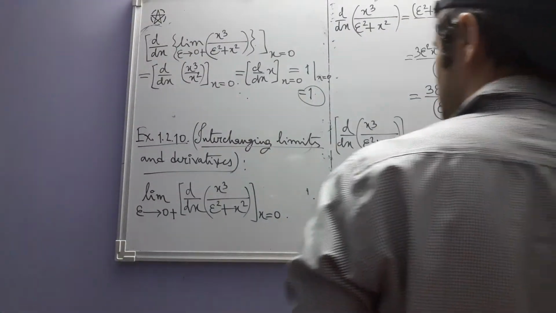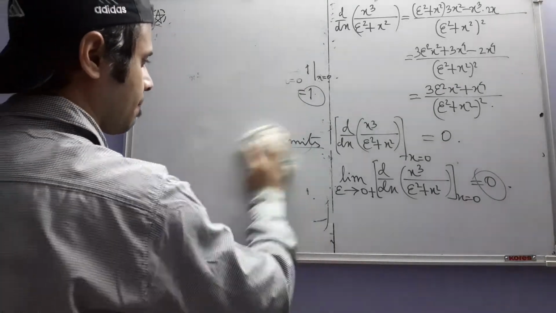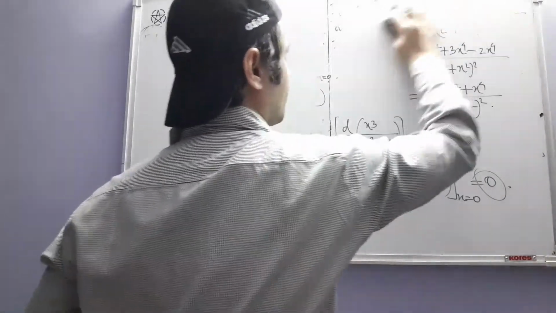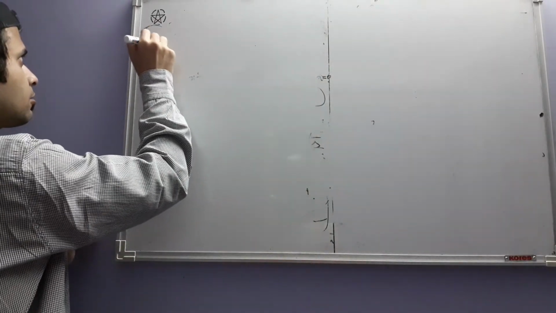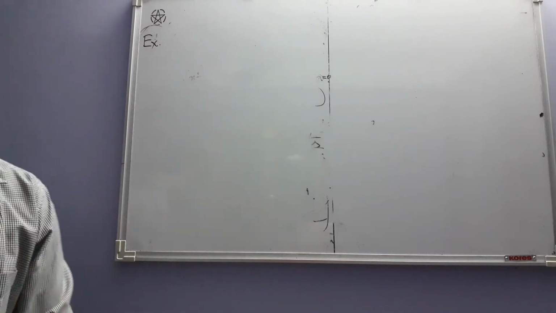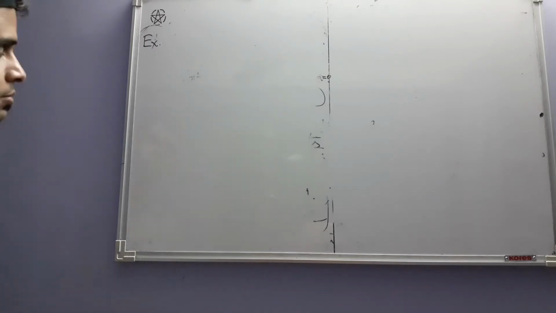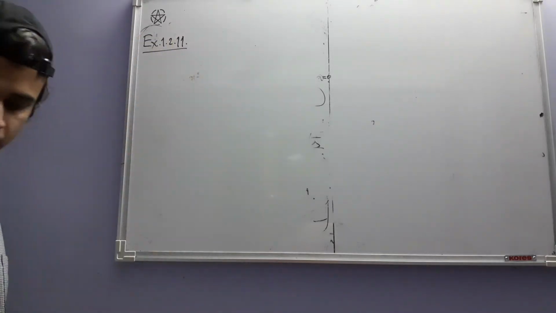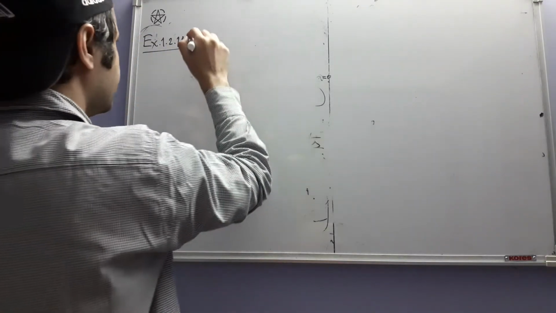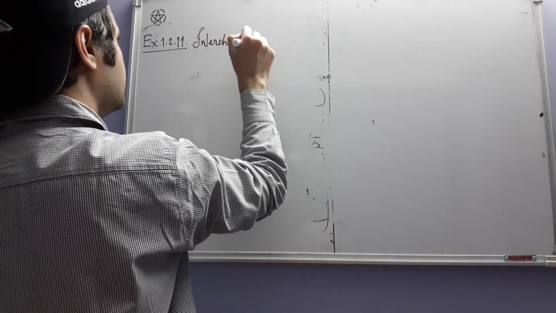If they can be interchanged, in what case? Then the next one, there are some 1 or 2 more. Example 1 to 11. Interchanging partial derivatives. This one is very important.